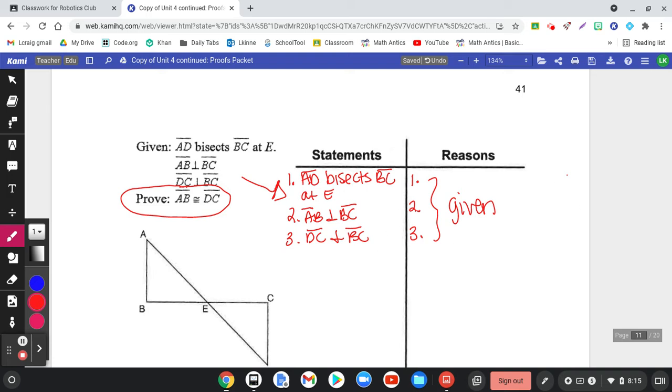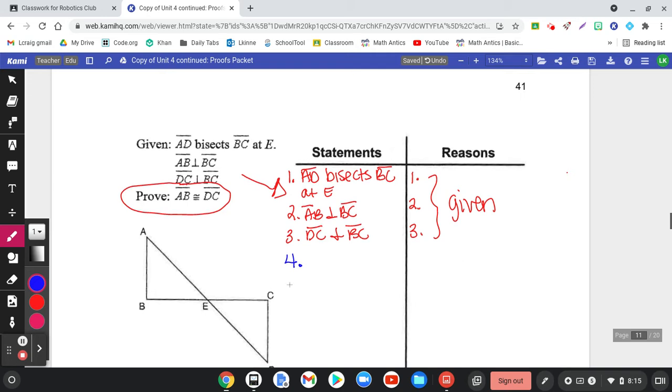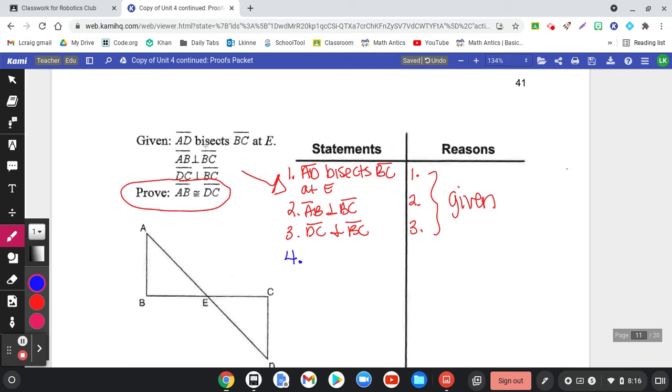All right. Again, it's so important that you are labeling your picture, not assuming anything. If you want, you can immediately start with any freebies you see, or you can just go through and take care of your givens first. It's totally up to you. So I'm going to start with my givens.